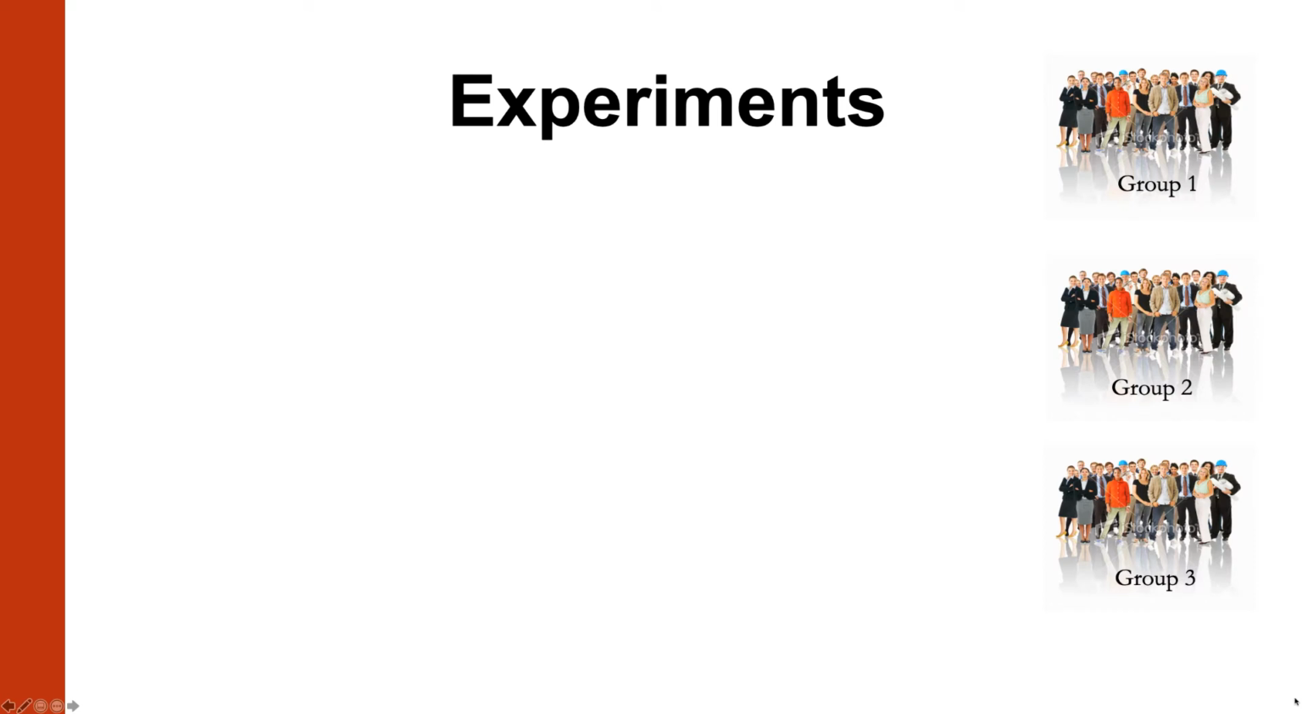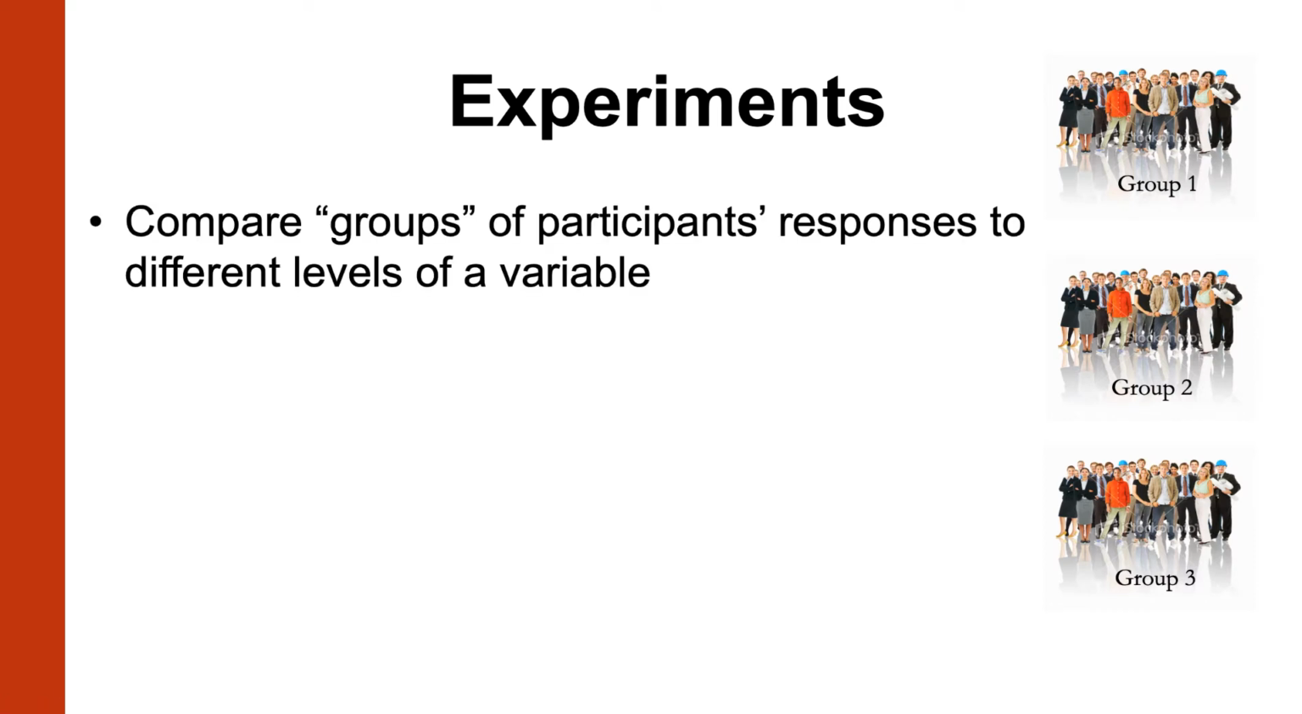Experiments are the next research design. In an experiment, you're comparing how different groups respond to different levels of an independent variable. The idea is that you're wanting to determine whether changes in an independent variable or different levels of an independent variable cause a change in your dependent variable.